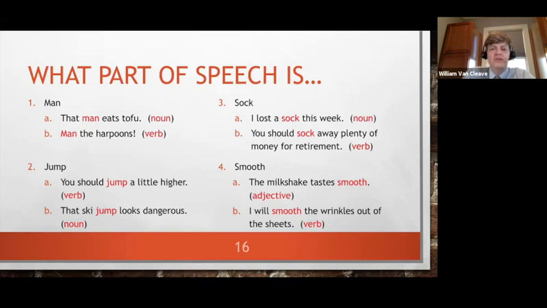And look over at number 3, sock. I lost a sock this week. That's probably our typical first response. I'm wearing them on my feet, they're nouns, etc. But you can also sock away plenty of money, or you can sock it to somebody, and that would make that sock into a verb or an action.